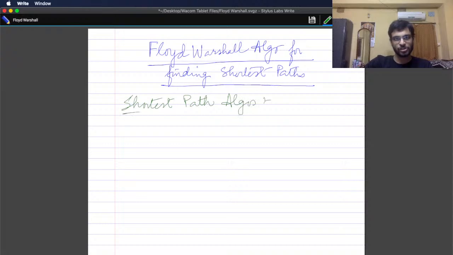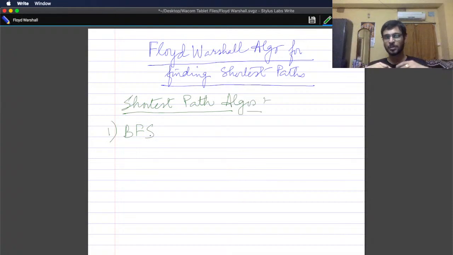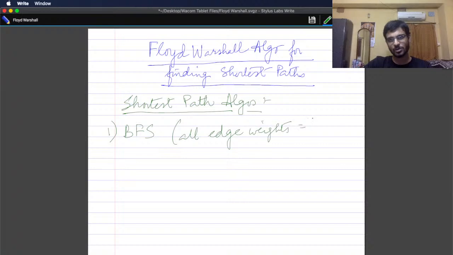So, before we jump into Floyd Warshall, let's see what we are leaving aside. We have got our first algorithm for shortest path, that is BFS, breadth first search. Given any kind of graph, which may be undirected, which may be directed, there is no restriction on that, but all the edge weights are basically one. Whenever all edge weights are one, you can use BFS to cover all of them.